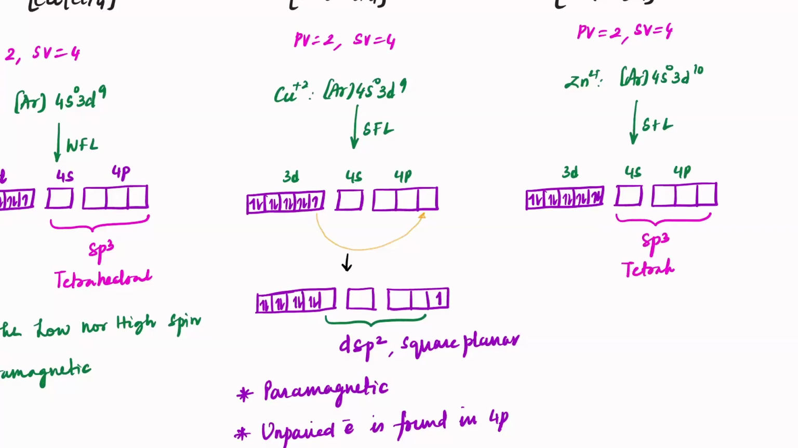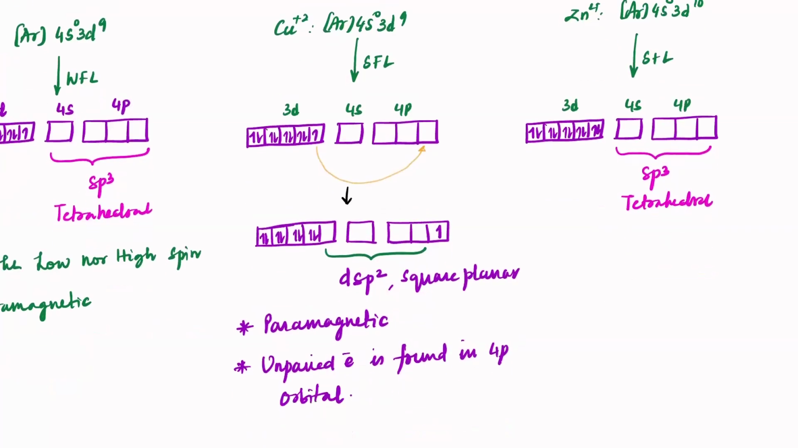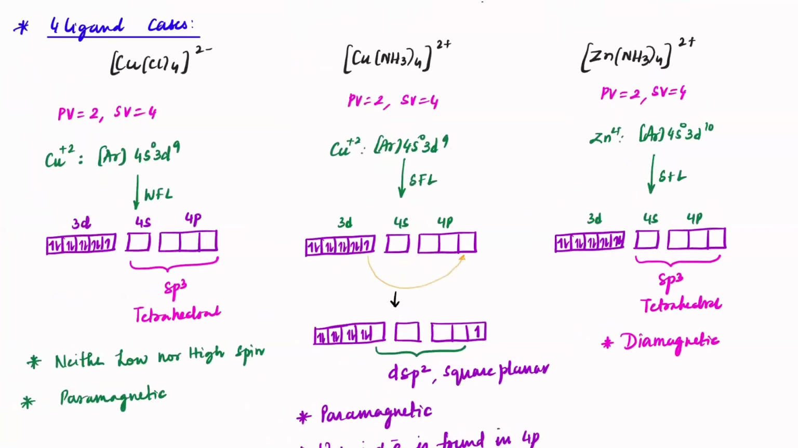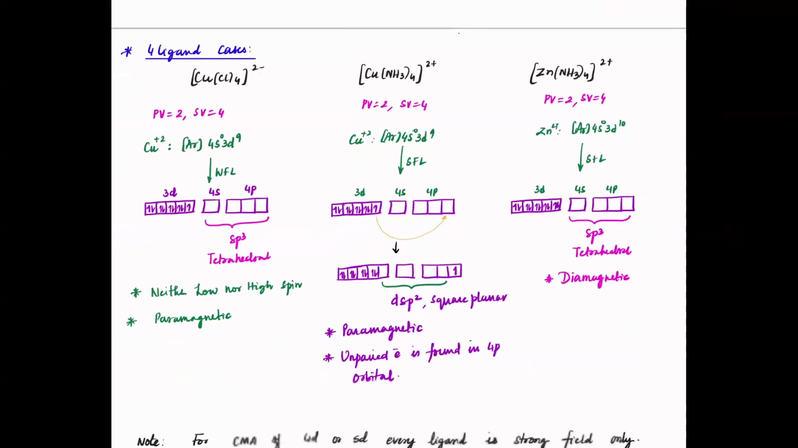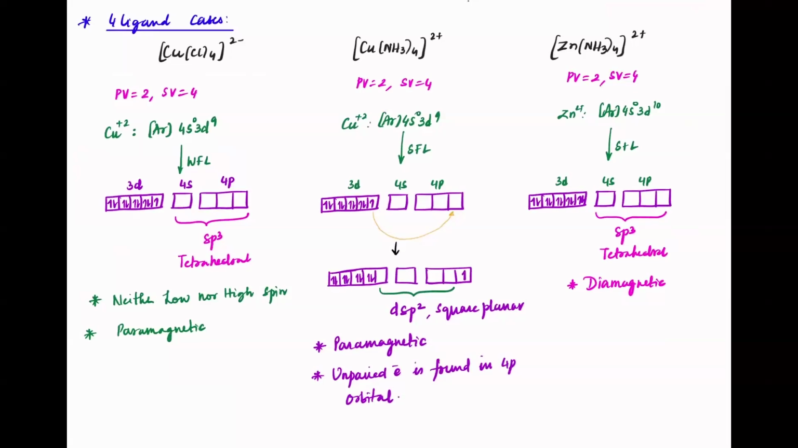It is tetrahedral, correct? And it is not high spin or low spin, because whether you take a strong field or a weak field, this is the only hybridization that it will show. It will remain a diamagnetic complex. Done. So please check these cases quickly, everybody.